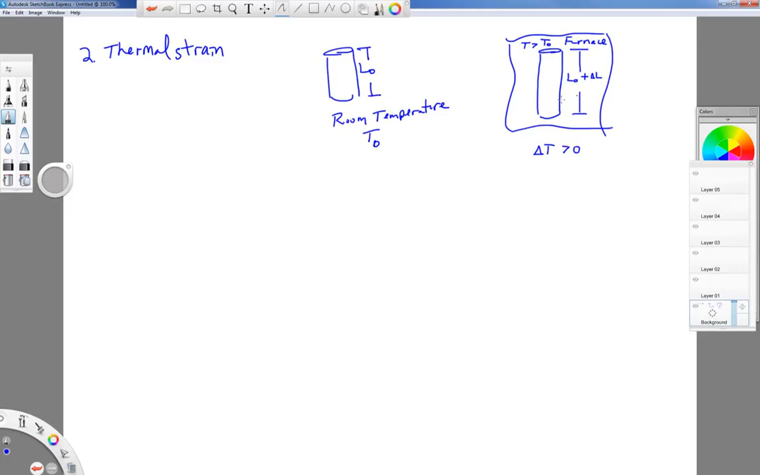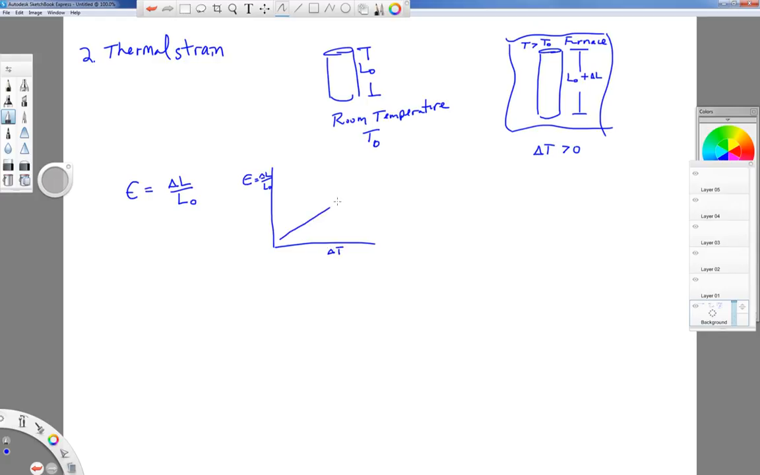plus delta L. We can calculate strain just like we did before as the change in length divided by the initial length. But when this is due to temperature changes, this is known as a thermal strain. We can make a plot of strain versus the change in temperature.